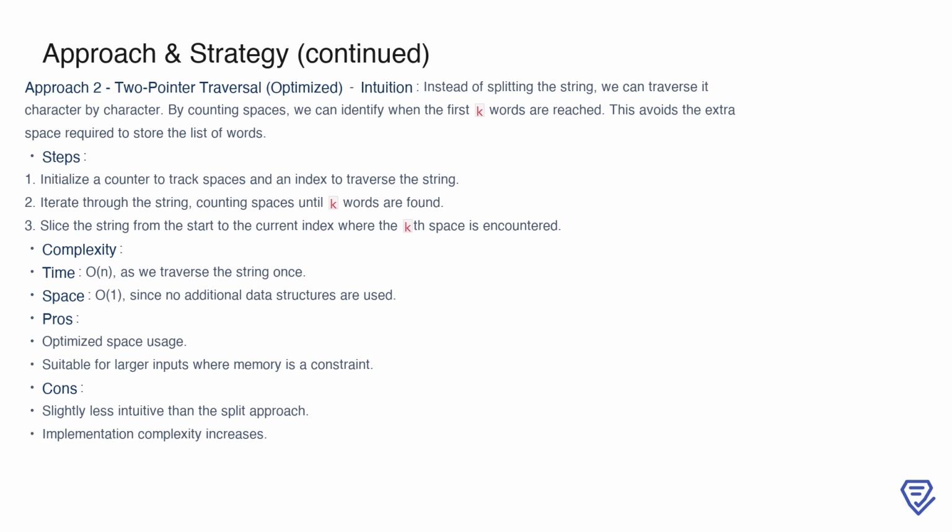As we traverse the string, we keep counting spaces until we reach the kth word. At this point, we can slice the string from the start up to the current index, giving us the truncated sentence.